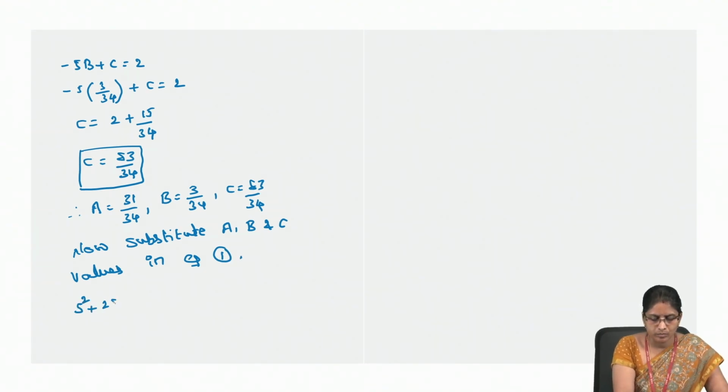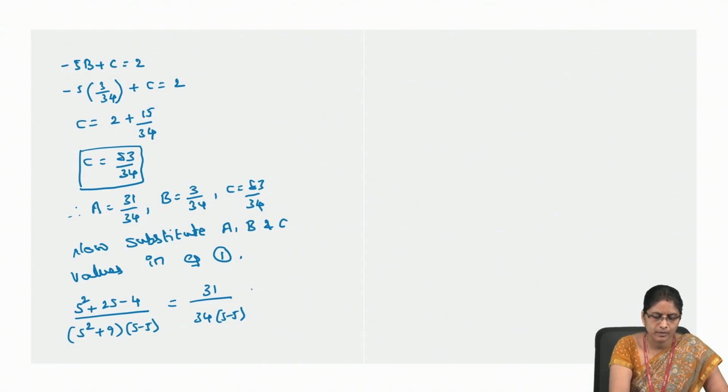(s square plus 2s minus 4) by (s square plus 9) into (s minus 5) is equal to 31 by 34 into 1 by (s minus 5), plus (3s plus 83) by 34 into (s square plus 9). Now apply inverse Laplace transform.